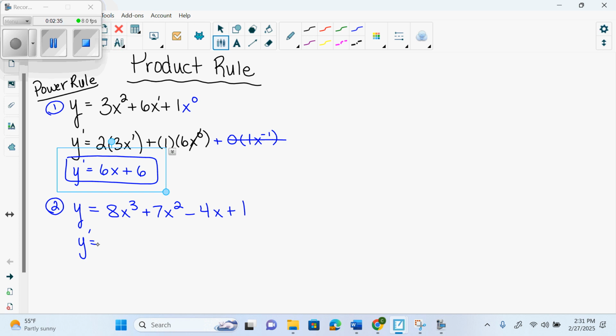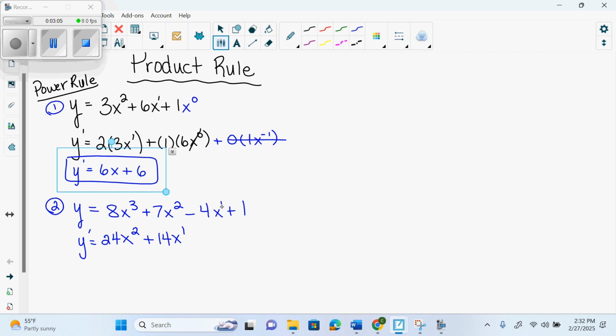3 times 8, what's that? 24. So do I have to show that in between step if I can go 3 times 8 is 24? No. So that number drops in front and joins it, and then it drops by 1. So it's x to the 2 plus the 2 joins the 7. What's 2 times 7? 14. X to the what? 1.